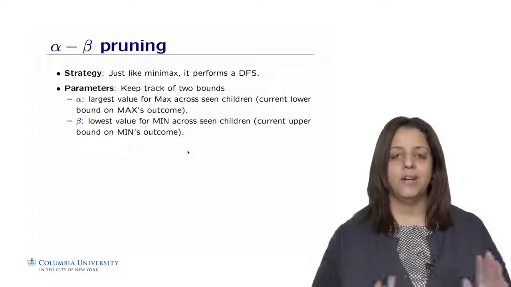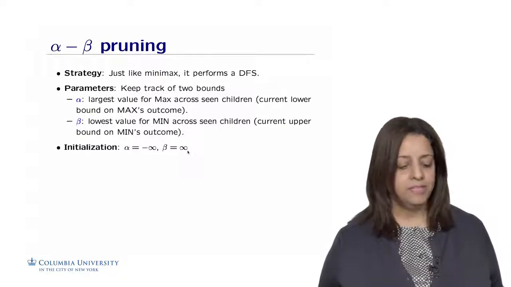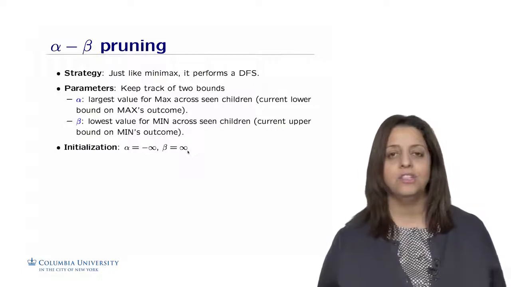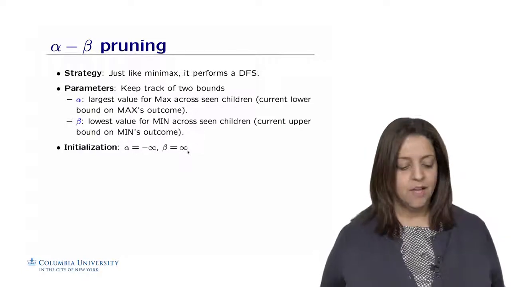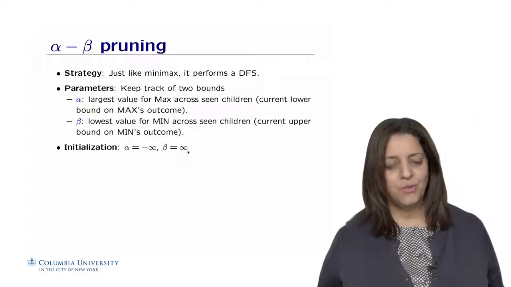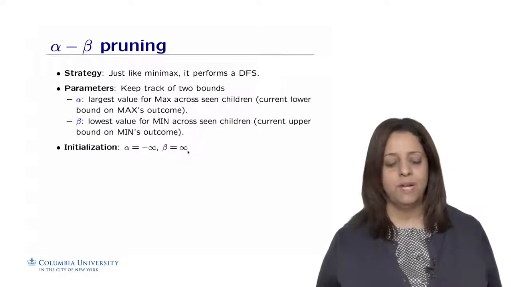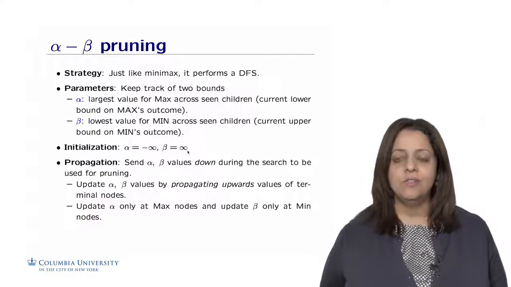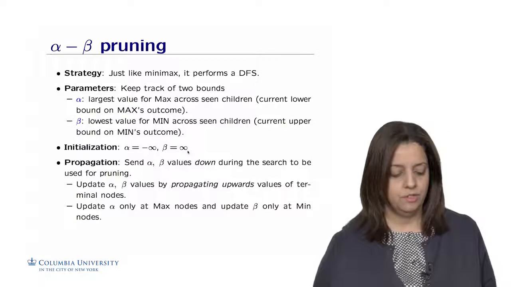We're going to carry this alpha and beta along the search tree, and we're going to initialize them by setting alpha to minus infinity. This is like the worst case scenario. We want to find the largest value, and so far there is no largest value, so it's minus infinity. For beta, it's the other way around, so it's going to be plus infinity because we are trying to find the minimum, and for now we don't know yet what the minimum is. The propagation is also very important. As we explore the search tree, we're going to send alpha and beta down the tree.